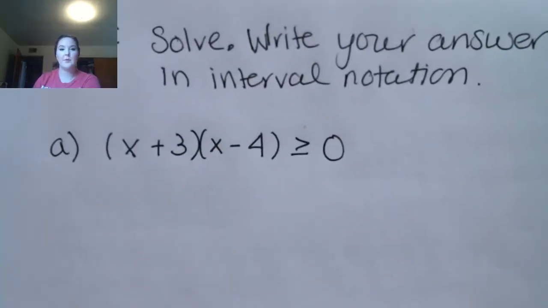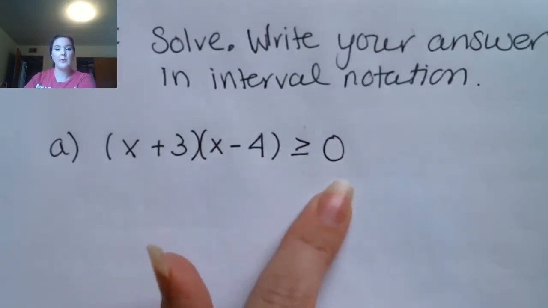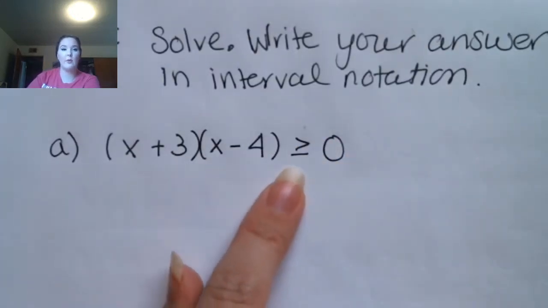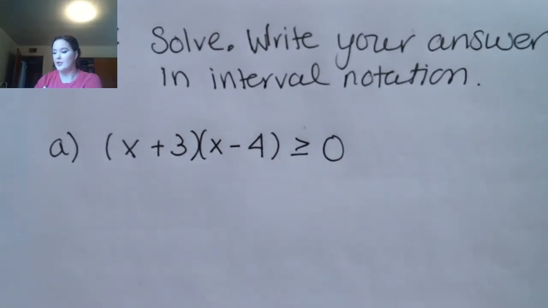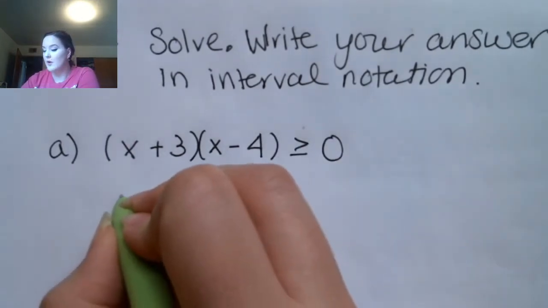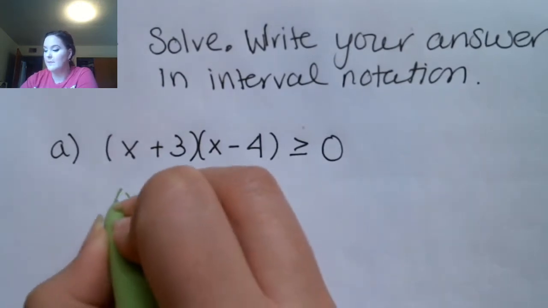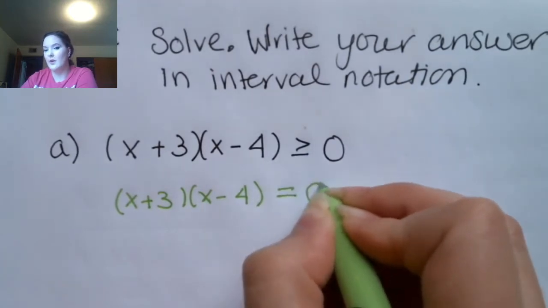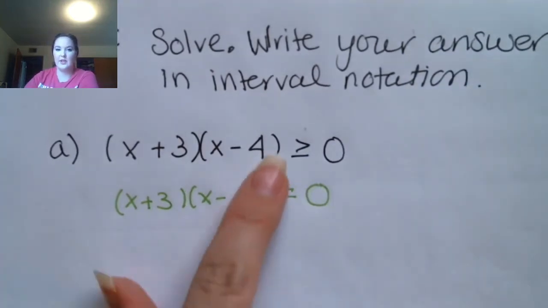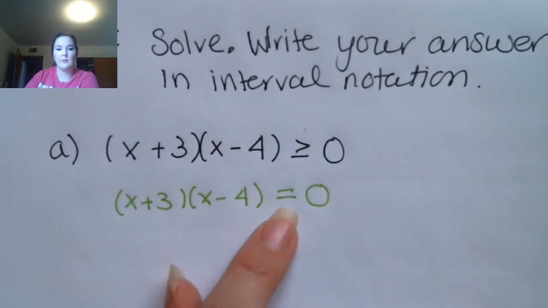My first step says to move everything to one side so that I have 0 on the other side. You can see here that I do have 0 on one side, so this is already in a good format for me. Step 2 is for us to solve the related equation. So I'm solving (x + 3)(x - 4) = 0. This is what I mean by the related equation: everything the same except for the equals sign.